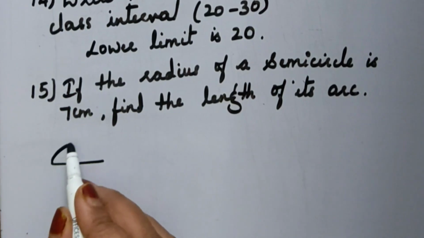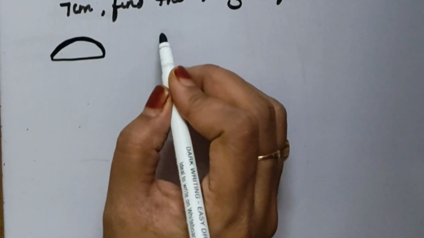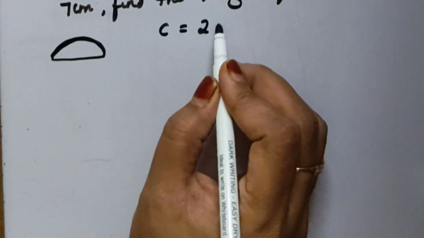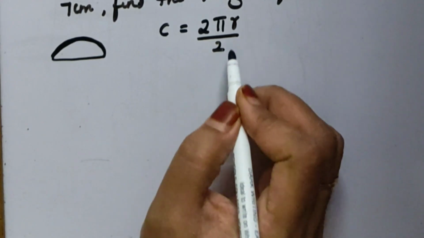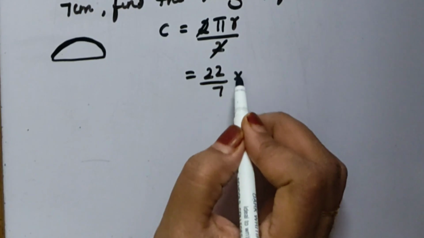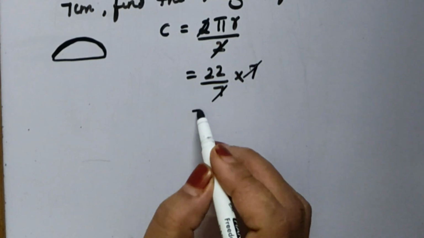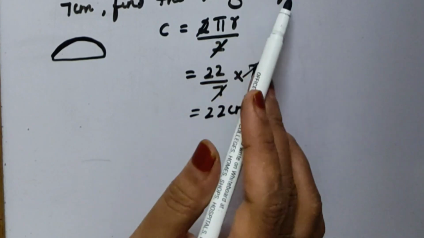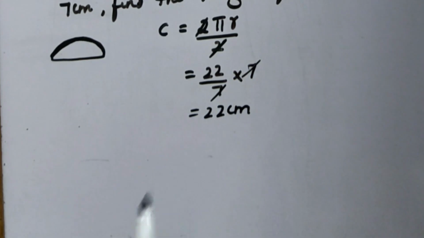This is a semicircle. The length of its arc is, the circumference of the circle is 2 pi r, but as it is a semicircle, we'll just write by 2. 2 cancels, so pi value is 22 by 7 and the radius is 7 centimeter. 7 gets cancelled, we get 22 centimeter, or we say the length of this arc is 22 centimeter. I hope this is clear to you all.